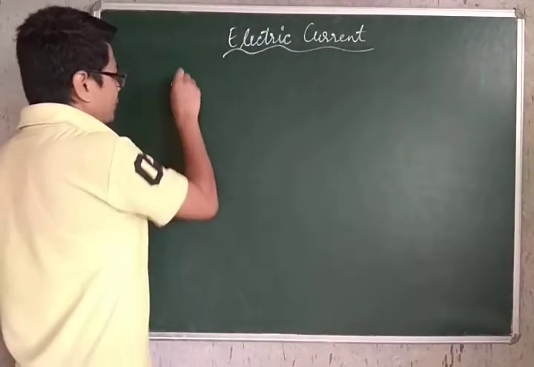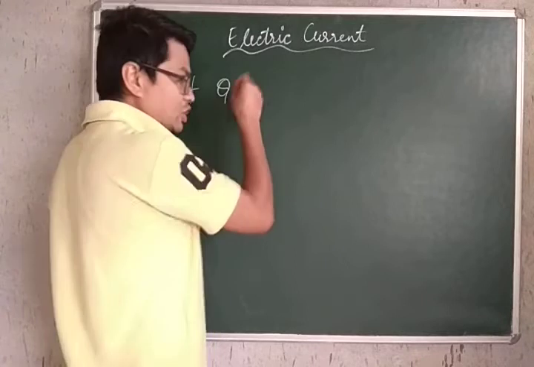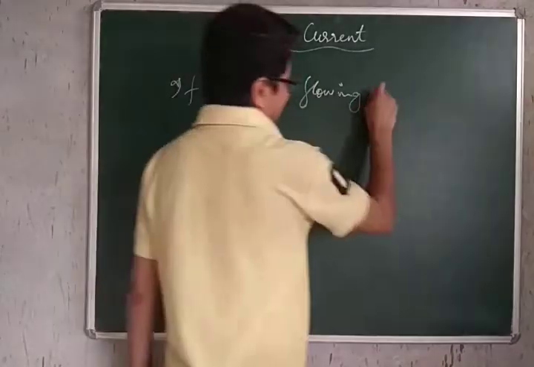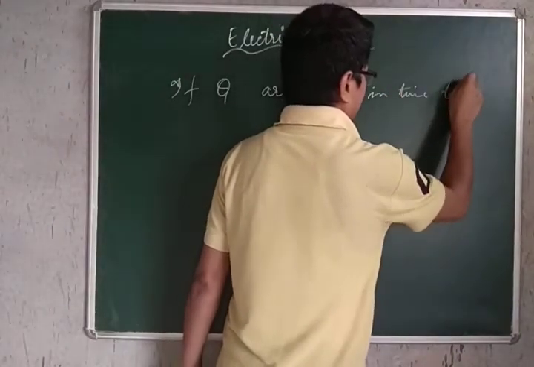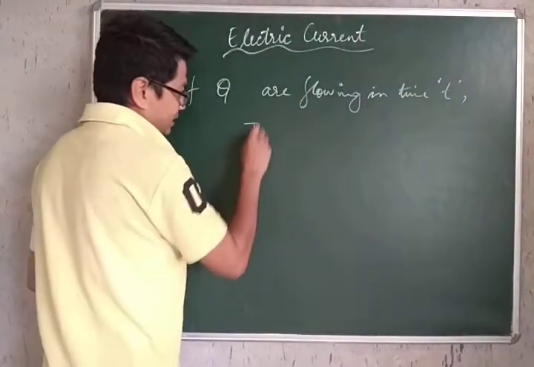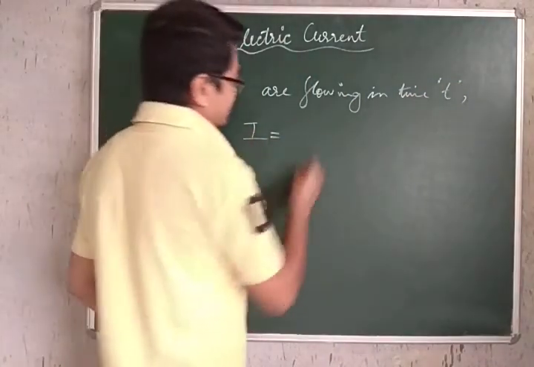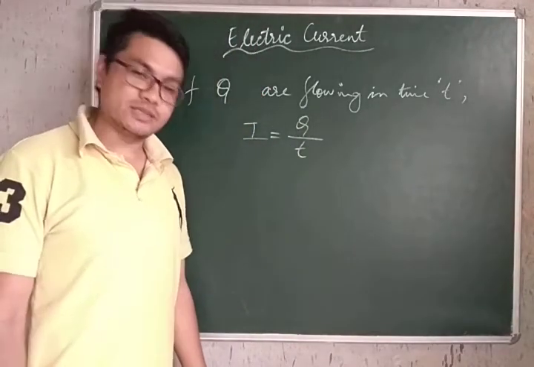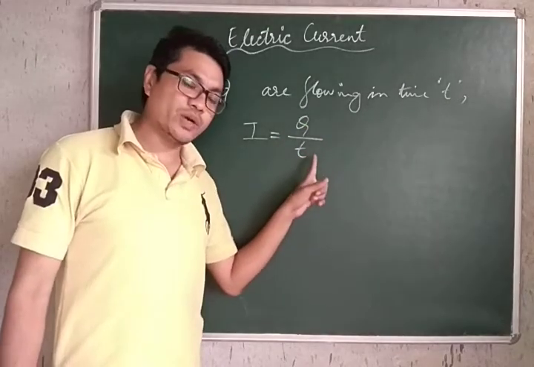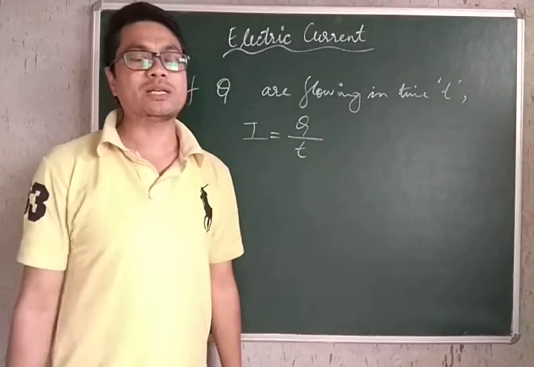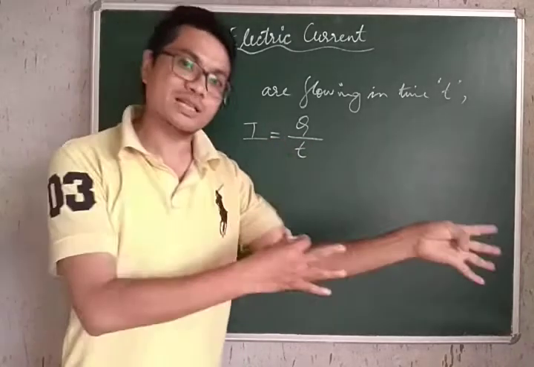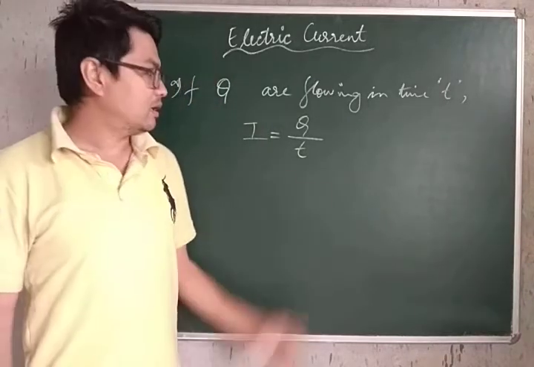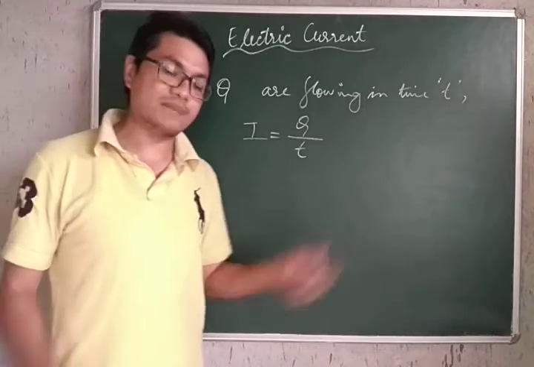So, if Q amount of charge is flowing in time t, then the current I, be it capital I or small i, is defined by the rate of flow of charge, that is, Q divided by t. How many charges are flowing in a certain time? That is what is called electric current. The more charges flowing in a certain time, the more the current flowing, of course. The lesser the charges flowing in a certain time, the lesser the current.